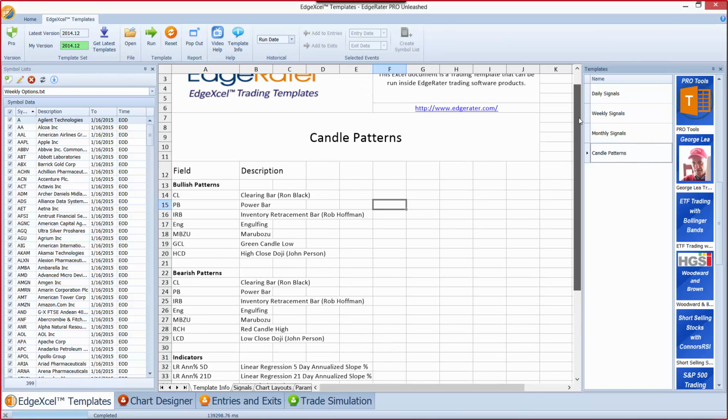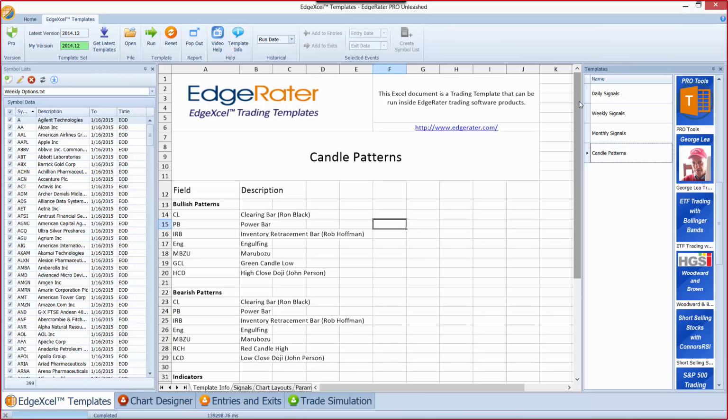So we'll get started. It's just the same as any of the other templates. The way that you run a template, you select the template itself on the right hand side, select a symbol list, and we're going to use the weekly options list, which has been updated through January the 16th, which was last Friday, and then press run.